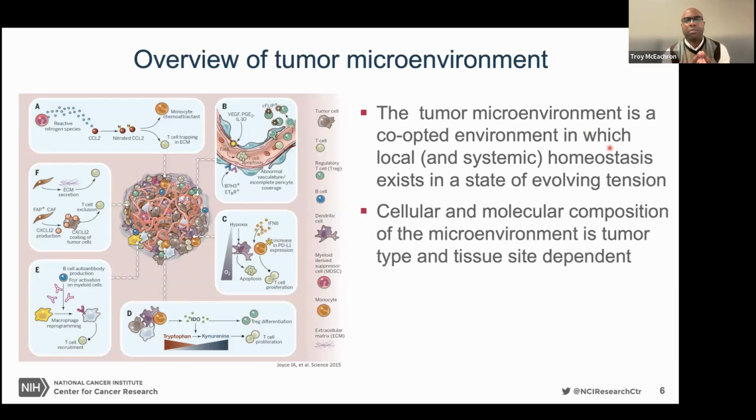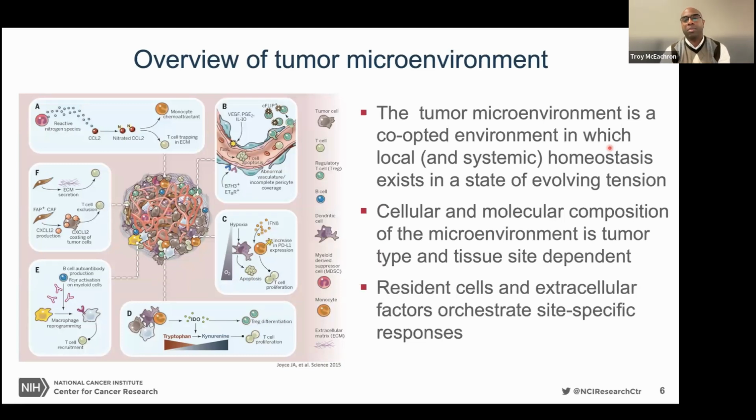The cellular and molecular composition of the microenvironment is really going to be dependent on the tissue type and tissue site. Each tissue is made of a variety of different cells, and each one of those cells is responsible for maintaining homeostasis of that tissue. So the microenvironment in tissue A and tissue B are not going to be the same, because the cells that comprise tissue A and tissue B are also not going to be the same. That means the resident cells and the extracellular factors in each tissue will orchestrate site-specific responses. So for a metastatic lesion in site A versus a metastatic lesion in site B, the molecular and cellular mechanisms that comprise the function of that metastatic site will likely be different, because they are comprised of different tissue, different cells.